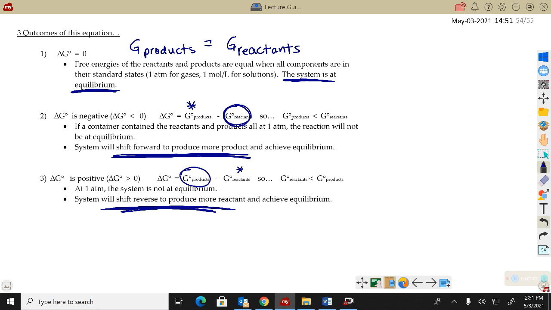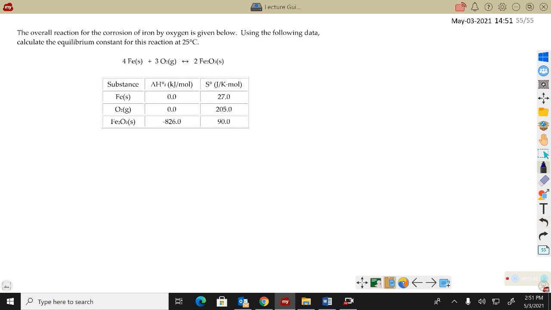Let's try this. Let's see what it's going to look like. This is one of my favorite problems ever. This is the reaction for the corrosion of iron by oxygen. There's so much good chemistry. Almost everything you need to know about thermochemistry is in this one problem. It's going to be so fantastic. We've got the balanced equation, and we want to use this data to calculate the equilibrium constant.